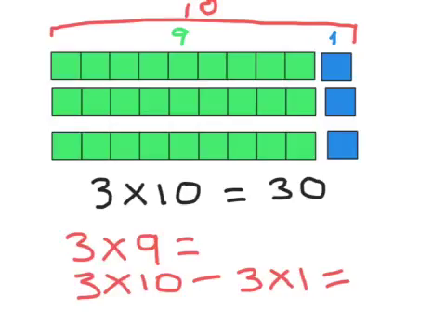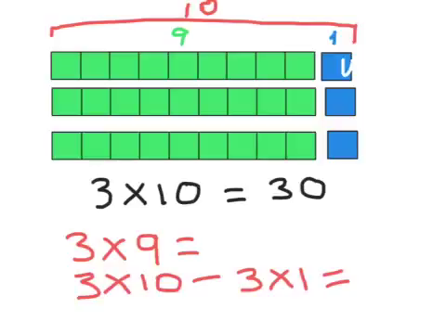So these blocks show 3 groups of 10 to make 30. So our green blocks, that's a group of 9, and the blue blocks, that's a group of 1. And 9 plus 1, as we know, makes 10. So 3 groups of 10 makes 30. Well, 3 groups of 9, all we need to do is just take away those groups of 1 that we're not going to be using.